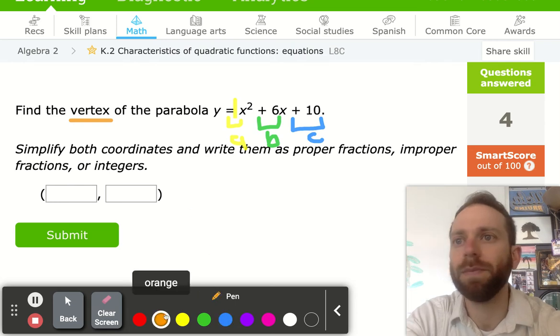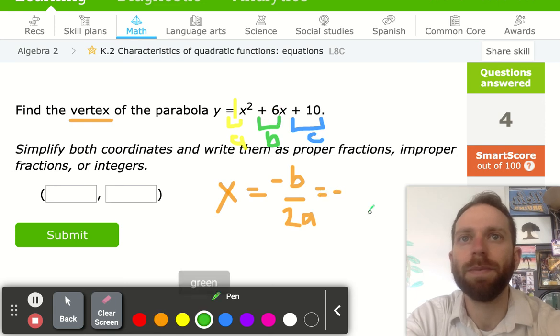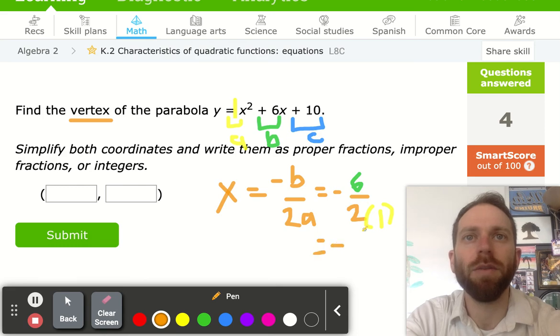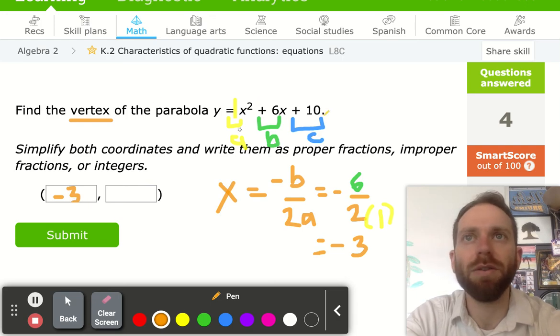Okay. So to find the x value, we do negative b divided by 2a. So that's negative 6 divided by 2a, or 2 times 1 in this case. All right, negative 6 divided by 2 would be negative 3. So x is negative 3. And now we're going to take the negative 3 and plug it back into this equation and solve it for y. Pause the video here and try that on your own.